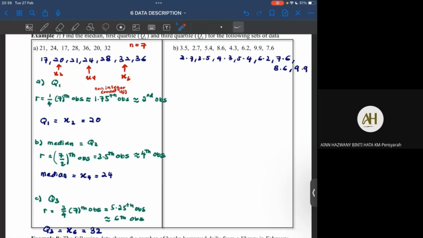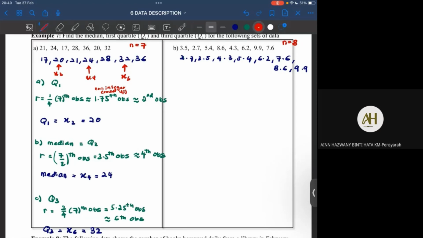Okay, kira make sure 1, 2, 3, 4, 5, 6, 7, 8. So N equals to 8. Jangan kira yang kamu dah arrange sahaja, kira juga yang dekat atas ni. Okay, make sure tak tersilap susun.